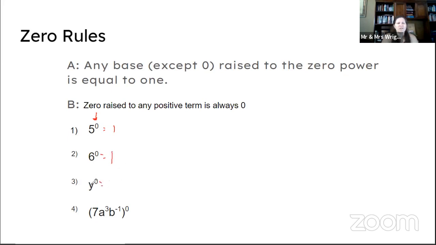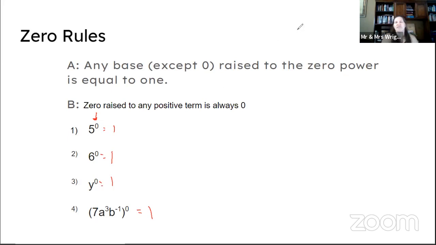Y to the power of 0? Well, I don't know what y is. How am I going to find that answer? Oh, it's 1. 7 times a to the power of 3 times b to the power of -1, all that raised to the power of 0, it's 1. This one's easy to do as long as you remember it.